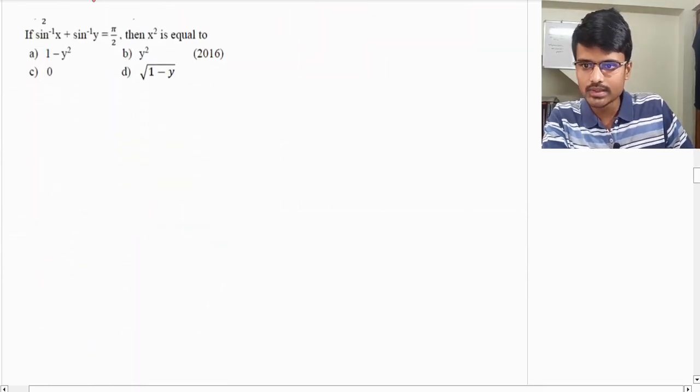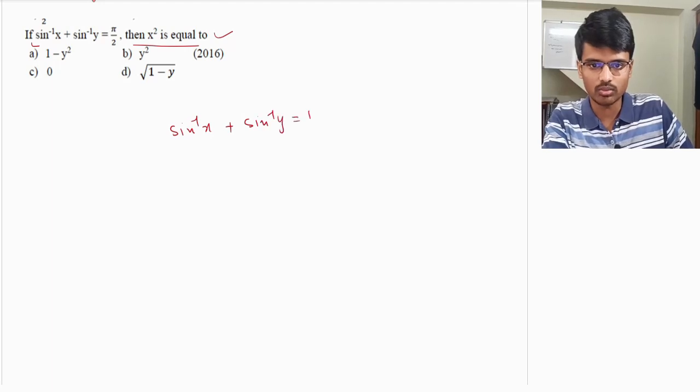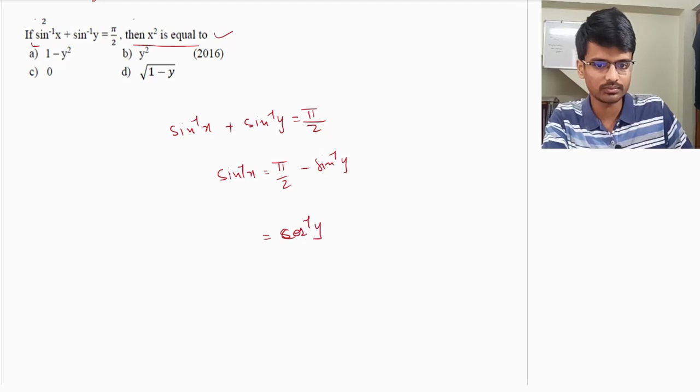Moving on. Okay, this is a slightly good question. This is a good question. If sine inverse of x plus sine inverse of y is equal to pi by 2, then x square is equal to. Okay. Let's just solve this question. Sine inverse of x plus sine inverse of y is equal to pi by 2. So what simplification can I do? See, I can write this as sine inverse of x equal to pi by 2 minus sine inverse of y. Everyone agrees? Now see, pi by 2 minus sine inverse of y is nothing but cos inverse of y, right?